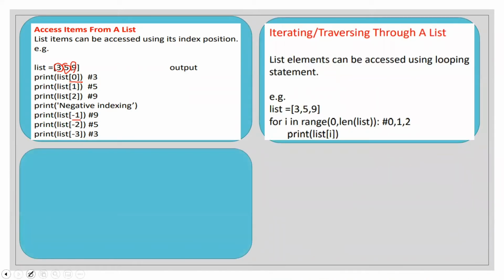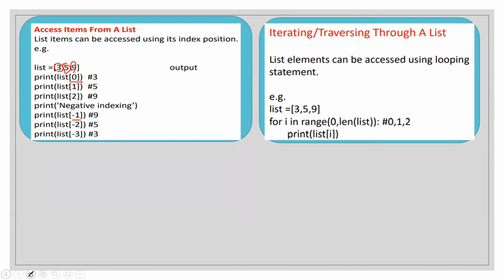Then we have iterating or traversing through a list. That means how you can traverse through a list, or how you can access elements in a list using loops. This can be done with a for loop. Instead of writing all the elements, we can directly write from 0 to the length of the list. The length of the list will give us the number of elements present in the list. So there are 3 elements, 1, 2, 3. So length is 3. This indirectly means 0 to 3.